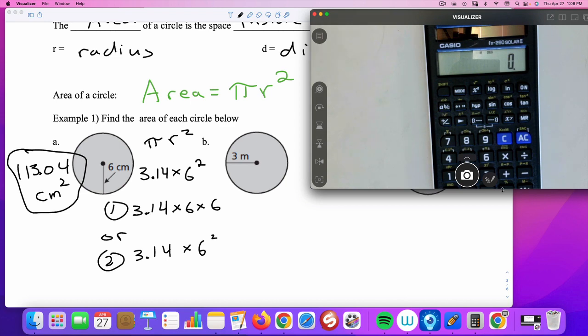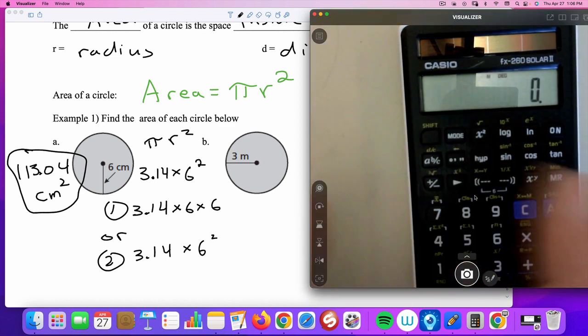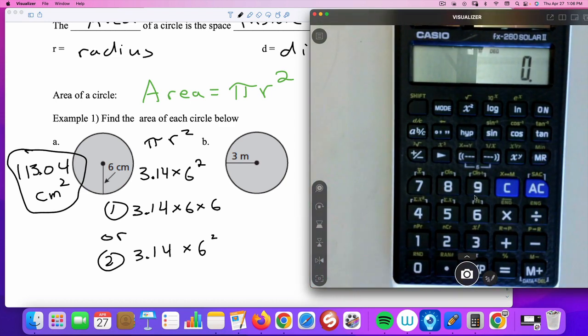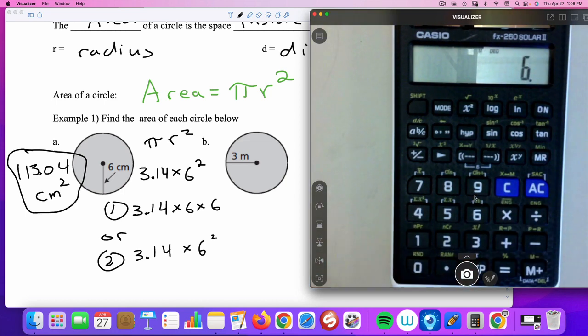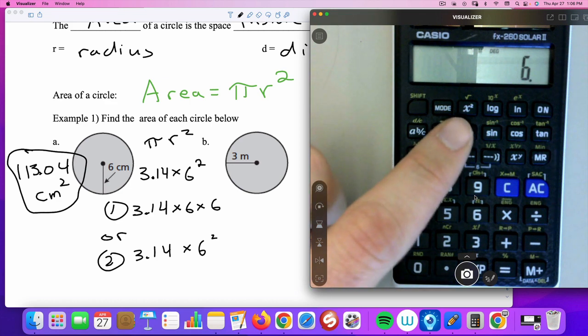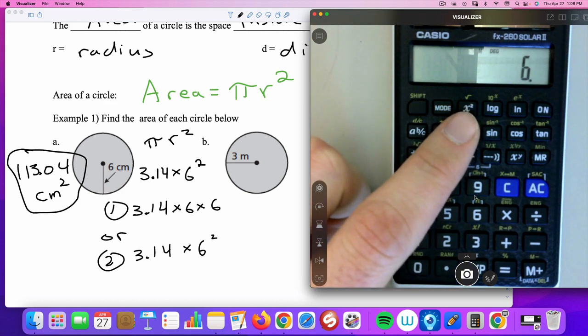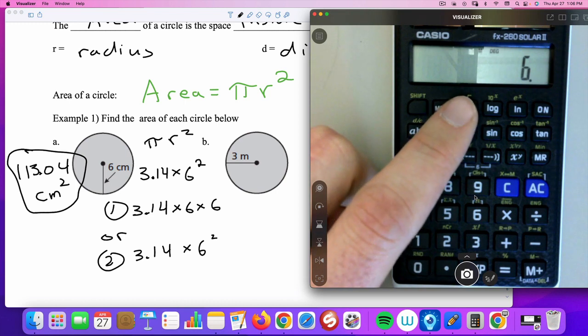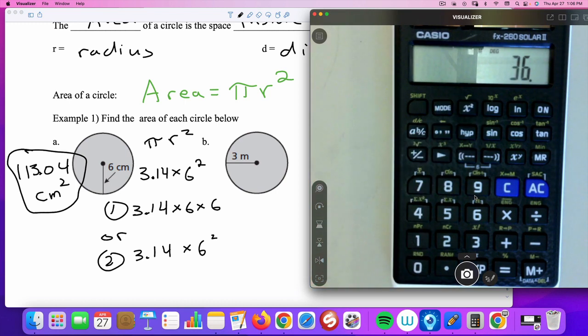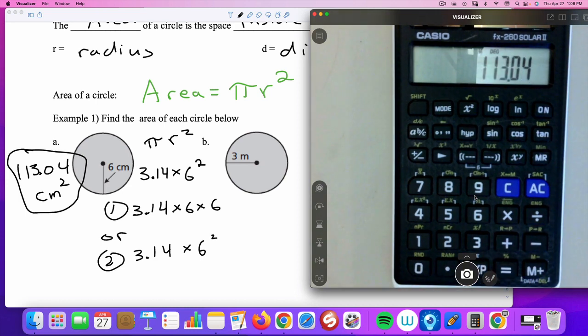This time I'm going to use the calculator that you have. If you want to do it the second way, do 3.14, multiply it by 6, but then hit the x squared button. It's to the right of mode. Thumbs up if you see that button. Okay, press it. That's not your answer. That's the 6 squared answer. Then you have to press equals, and you get the same answer.